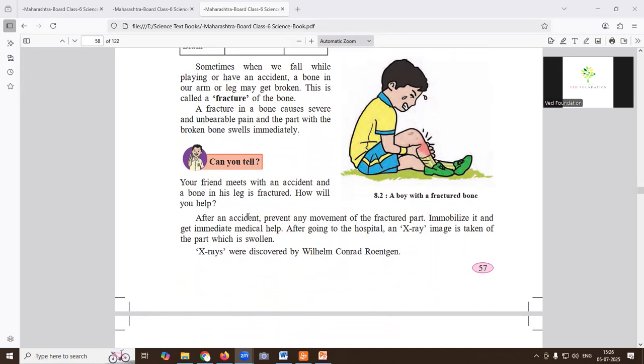How will you help? You will help to immobilize the part which is fractured, and you will help him reach the hospital. After an accident, prevent any movement of the fractured part, immobilize it and get immediate medical help.